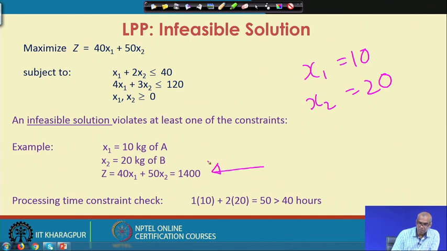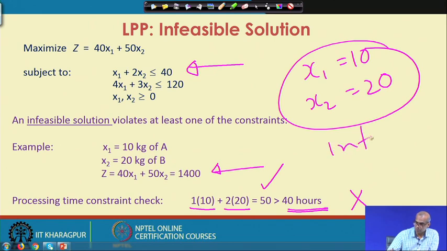Now, let us check if the constraints are satisfied. So, let us first look at the processing time constraint. Put x 1 equal to 10, x 2 equal to 20, and you get x 1 plus 2 x 2 as 50, which is greater than 40. So, the constraint is violated. So, this is infeasible. Note that the objective function associated with this solution is much higher, but this is an infeasible solution.